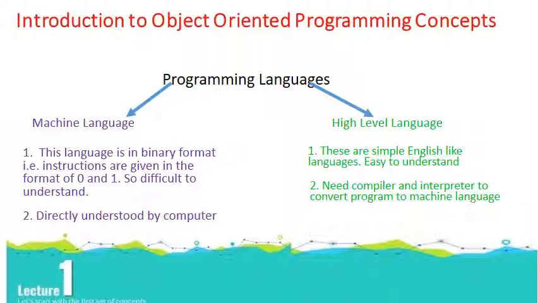The assembly language programs are easier to write as compared to machine language, as here the instructions are given in the form of a code. But still it is difficult for the programmer to do the programming.